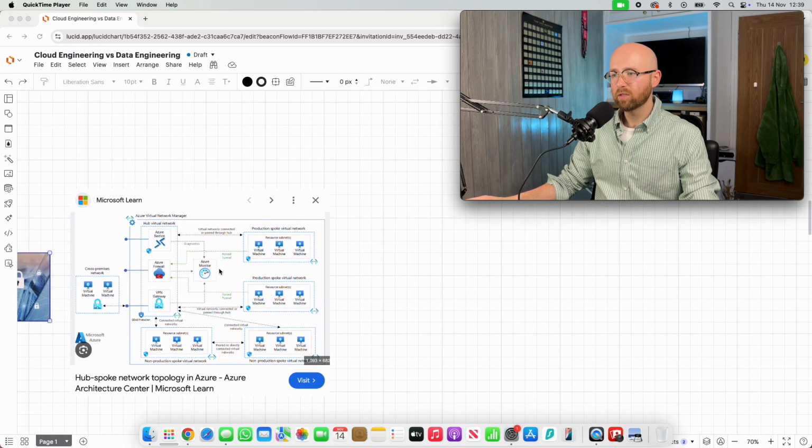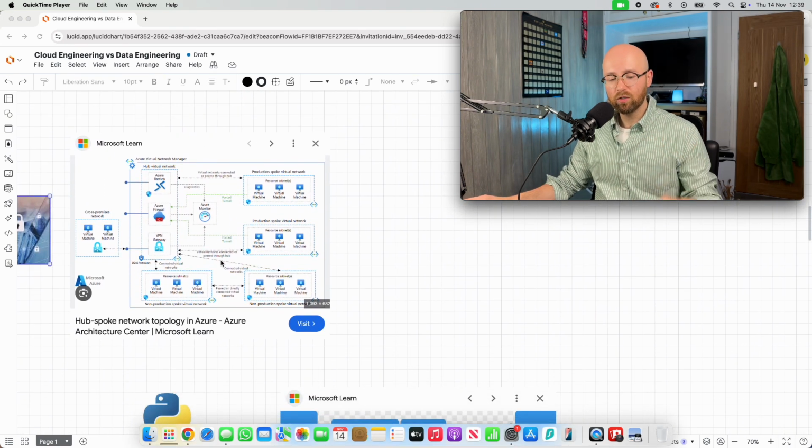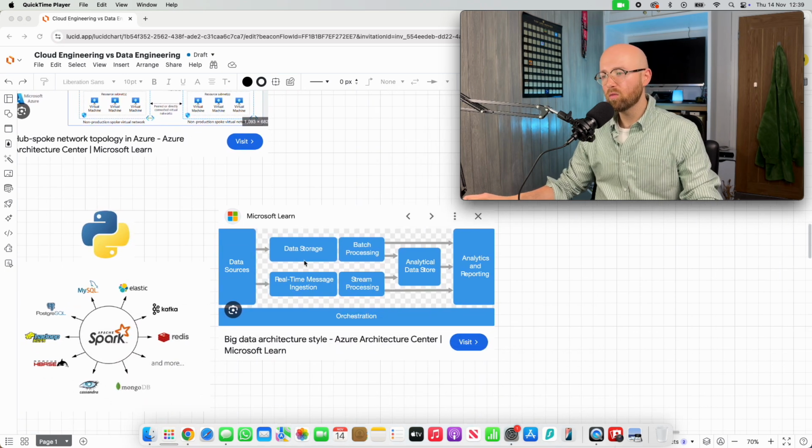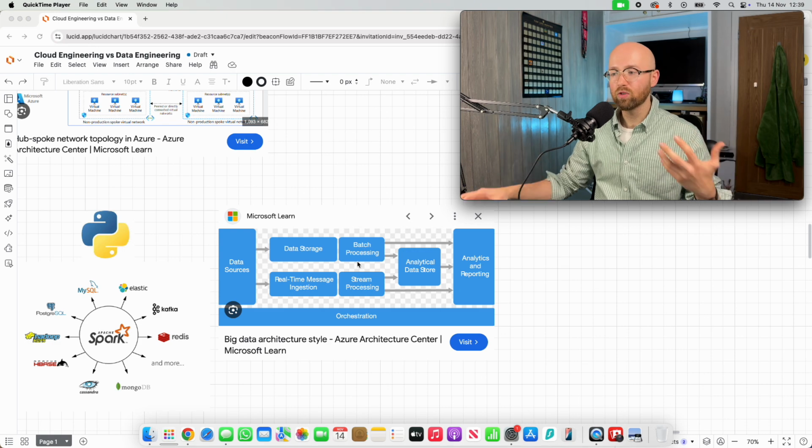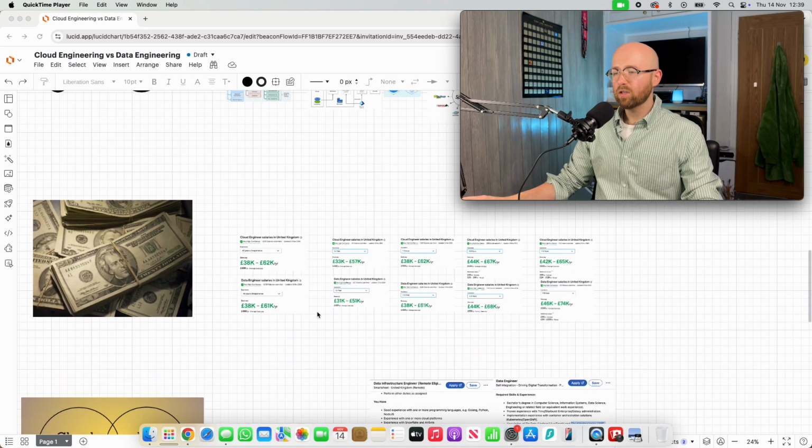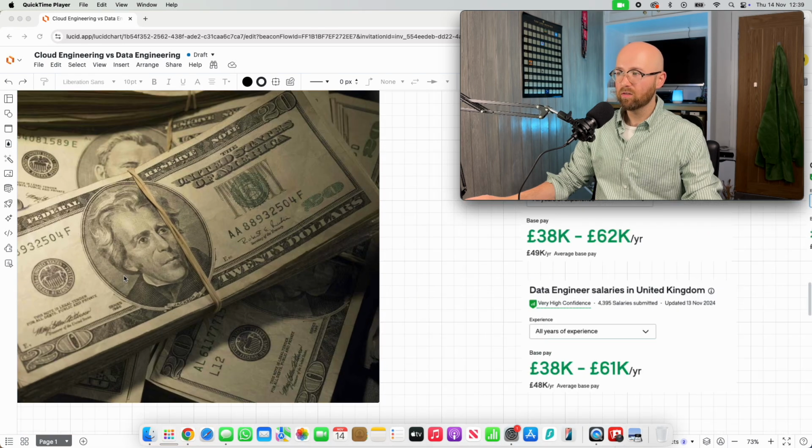Additionally, what I'm saying here is that you have to know about architectures. For data engineering, you need to know more about the architecture styles for how data is processed specifically. For example, here is a big data architecture. So let's go into the money piece here, right?